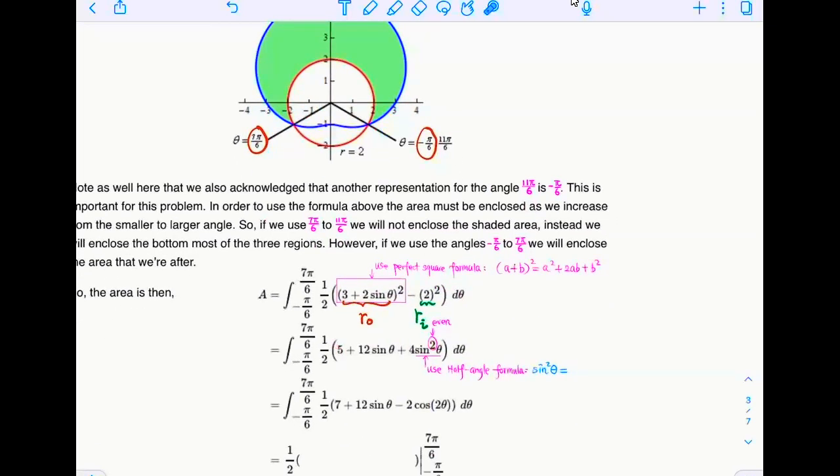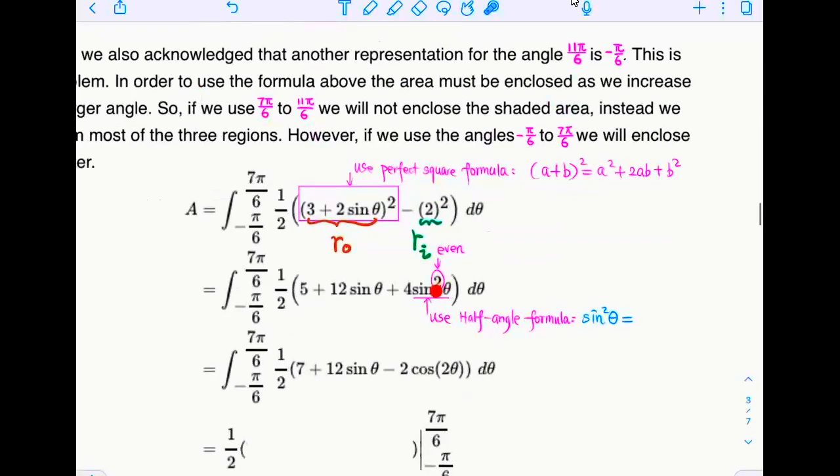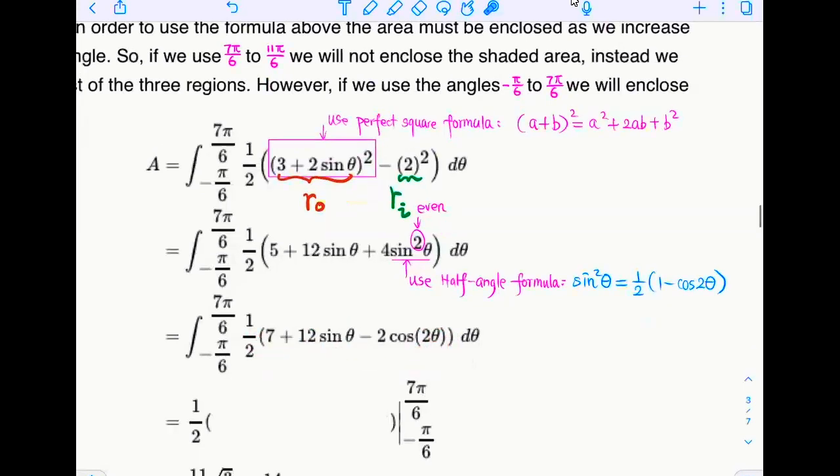And then you use the perfect square formula to expand this, and then combine terms. Over here again, we encounter this sine squared theta. Then we use a half angle formula, right? Now everybody can tell me, sine squared theta equals what? For the half angle formula, 1/2 times 1 minus cosine 2 theta, right? So we're going to use that to replace this. Now after that, you will simplify, and you got that.